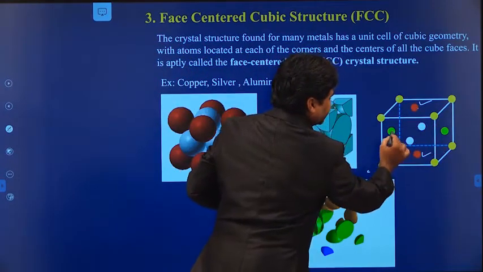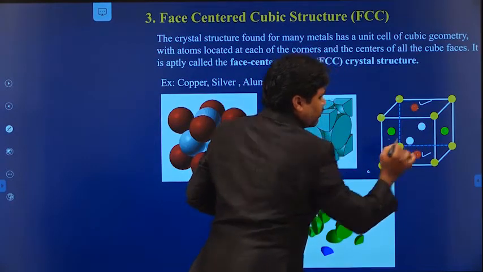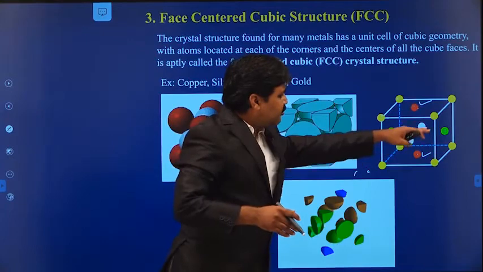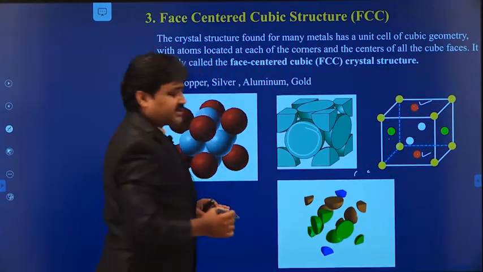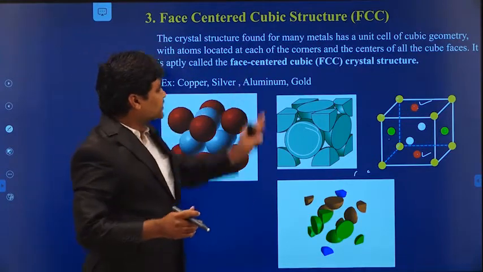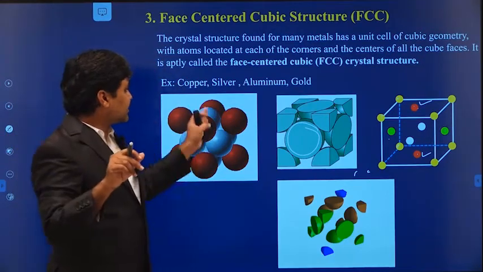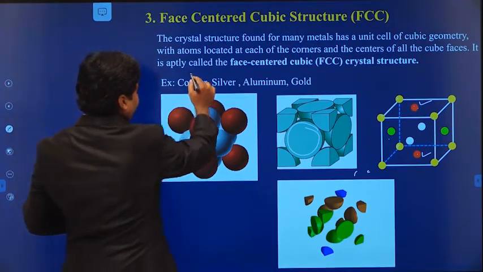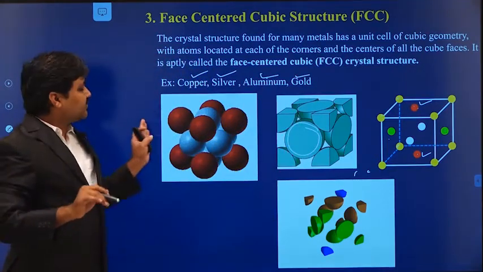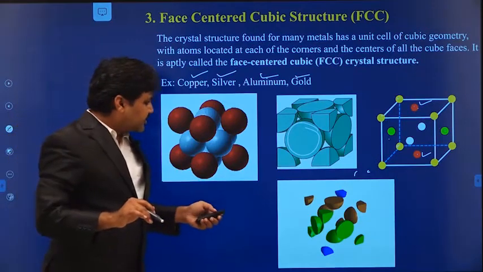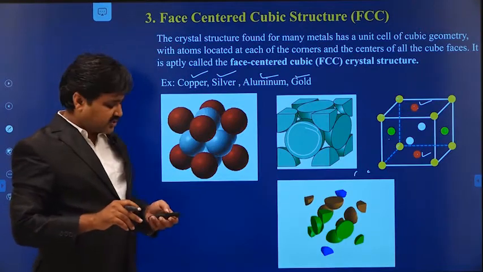Here you can see these are the side faces, and this is the front face and back face, and this is the top face and the bottom face. These atoms are located only at the face center. That means you can see this atom is located at the center of the face. That's why this structure is called the face-centered cubic. Most of the metals like copper, silver, aluminum, gold, all these metals crystallize in the face-centered cubic structure.